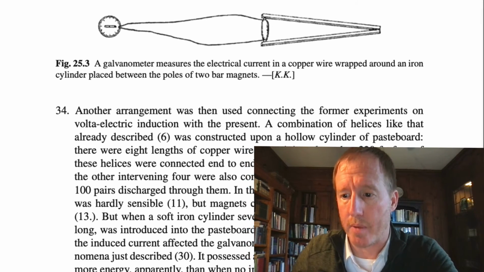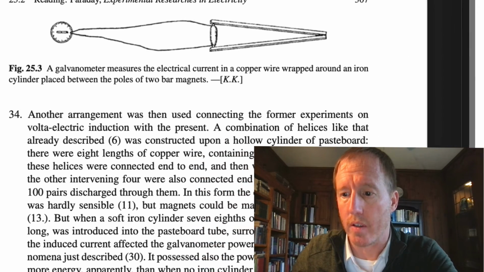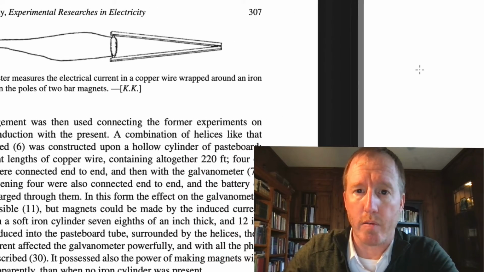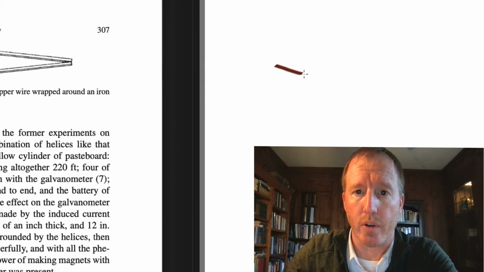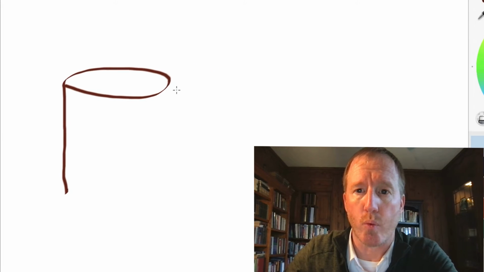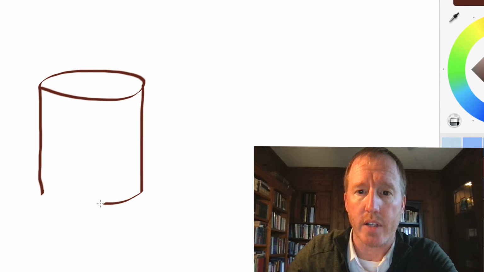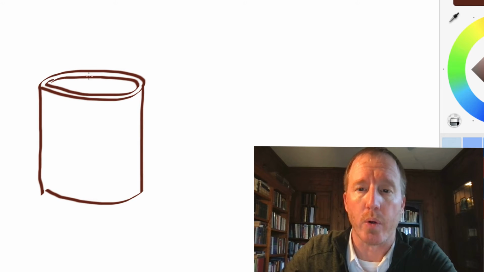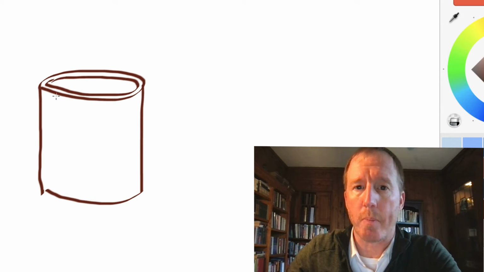In the previous experiment, he took a wooden dowel and he wrapped these two coils around it. So I'll draw that. But he says now what's going to be different is I have this wooden dowel, but it's not a solid wooden dowel. It's a pasteboard cylinder, I think is what he called it. Think about it like a paper towel roll. And he wraps these coils around it.